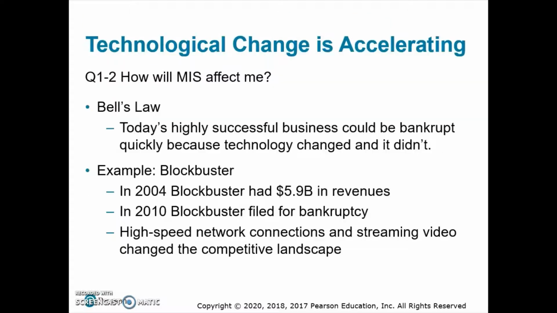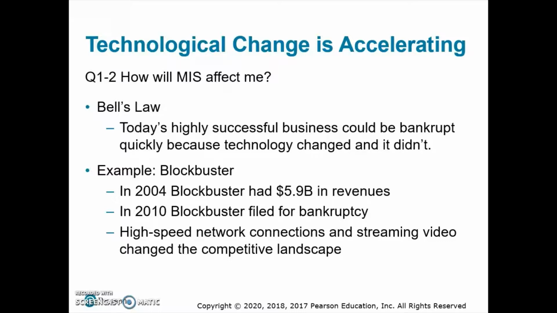So how will MIS affect me? Well, let's look at Bell's law. Today's highly successful businesses could be bankrupt quickly because technology changed and they didn't. Let's look at Blockbuster. There was a time where if you wanted to watch a video at home, you'd have to go to a store, look through the aisles, pick the video up, rent it, take it home, have 3 to 4 days to watch it, and you'd have to go return it.